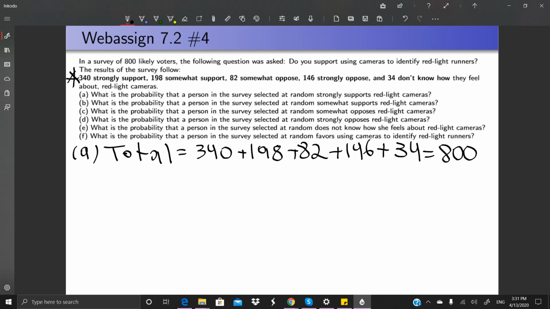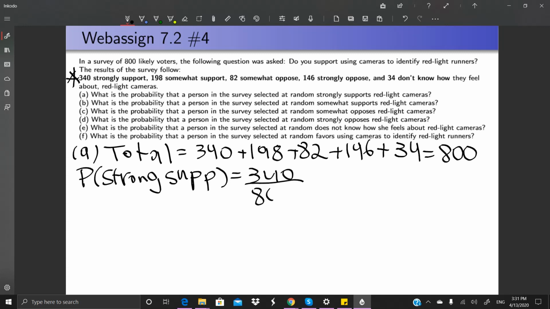Okay, so let's answer the question. We're trying to find the probability that a person randomly selected strongly supports. So I'll say probability of strong support, S-U-P-P for support. Right, so we take the number of people who say they strongly support, which is 340 of them, and then we'll divide that by the number of total people surveyed. Right, so that's your probability.